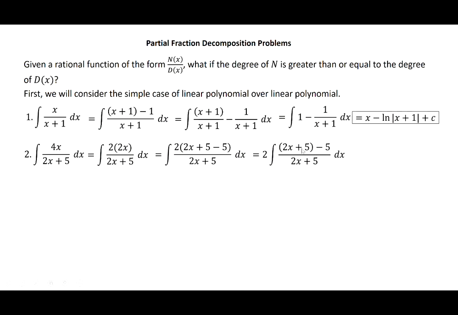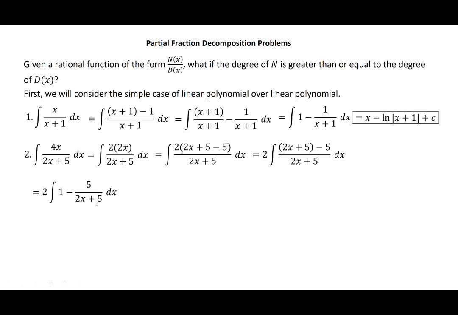Now, does it look like a plus b over c, which is a over c plus b over c, or a minus b over c? A over c minus b over c? Yep, that's what we do. And so 2x plus 5 over 2x plus 5 is 1, minus 5 over 2x plus 5. Can we integrate 1? Yep, that's equal to x.